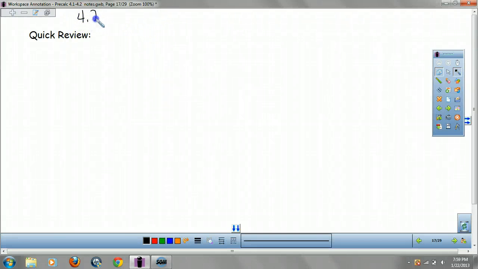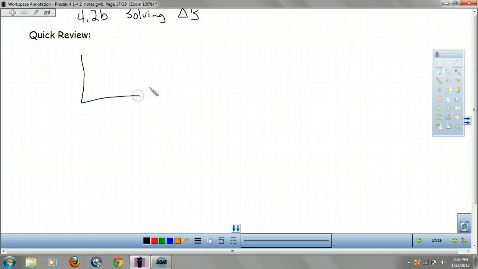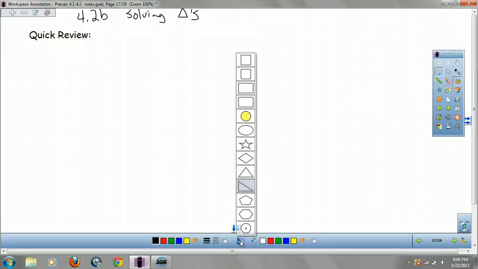Today we're looking at 4.2b. We're going to call this one solving triangles. First, I want to do a quick review with you guys. This is from geometry, a long time ago, but something that we're good at.